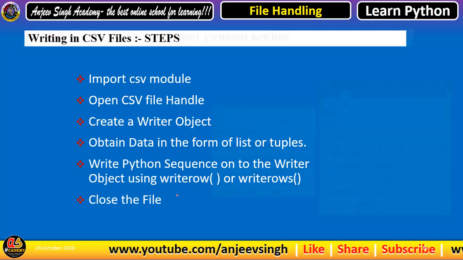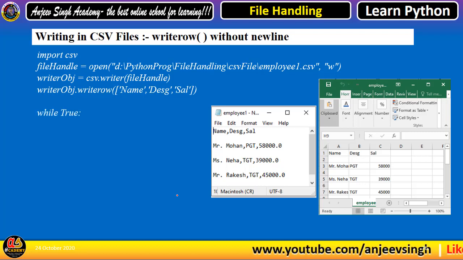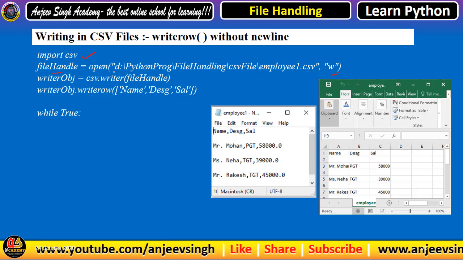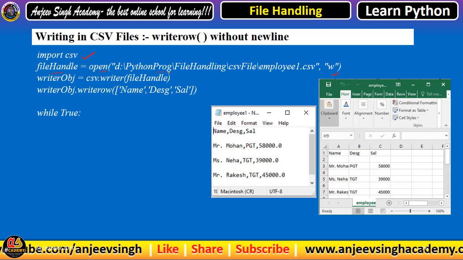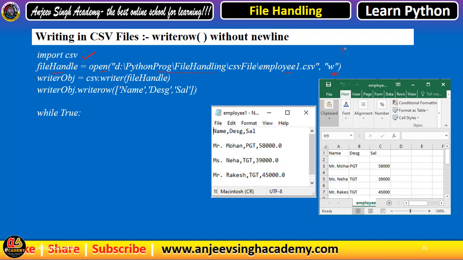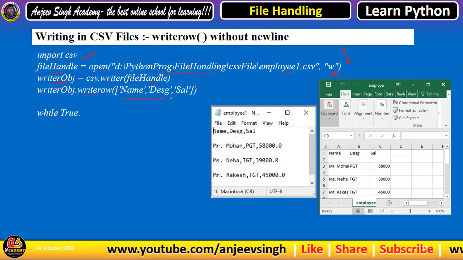So look at this. Now I'm going to show you one program, and this program tries to write one line without the newline concept, meaning I'm not using the newline argument here. I imported the csv module. Now I'm creating the file handle, meaning I'm calling the open method. I'm giving the name of the file here, and I'm opening the file in write mode. But the one thing you have to observe is that I have not given the newline argument here. So now I'm going to create a writer object, csv.writer and the file handle. Now I'm going to write one row. I'm just putting the header here.